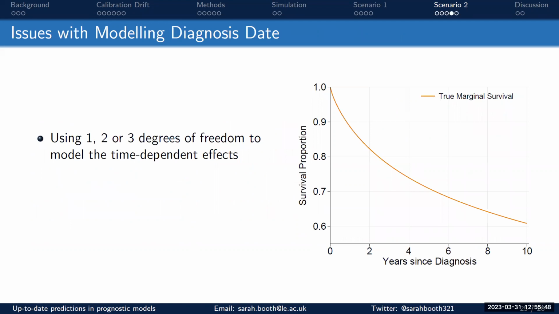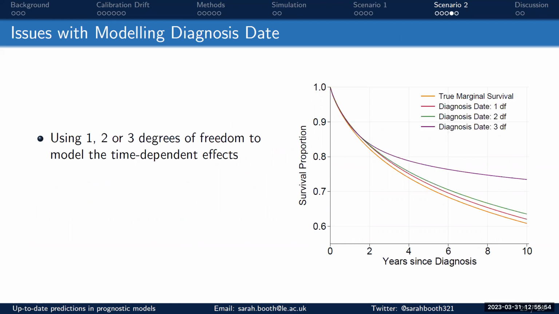So just to show why this happens a little bit more, this is the marginal survival predictions from 1, 2, and 3 degrees of freedom for the time-dependent effects. And you can see when you have 3 degrees of freedom, something really weird happens in the extrapolations that goes on, and you end up with a really large overestimation in survival.